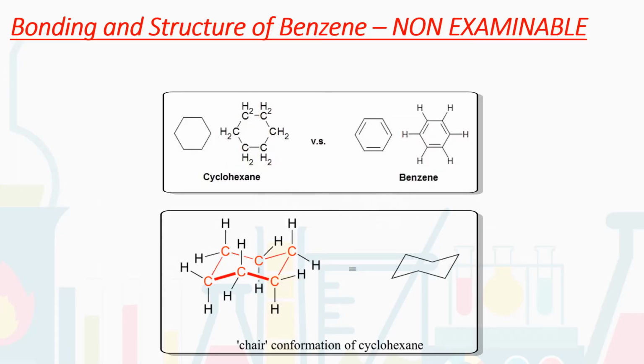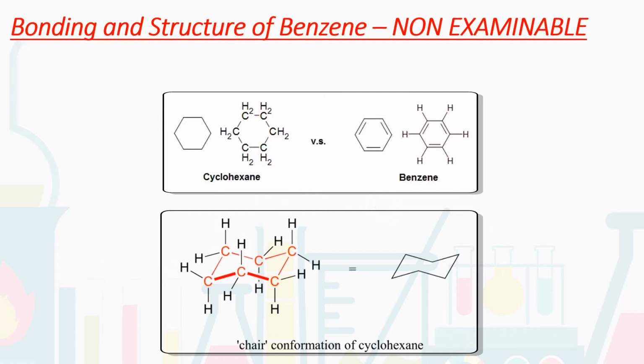Now, something that isn't examinable but is very interesting to note is that we draw both cyclohexane, the completely saturated version of benzene, if you like, and benzene as exactly the same sort of structure. We draw it as a flat hexagon. In reality, the structures are very, very different. So benzene, as we said, is a perfectly flat planar molecule.